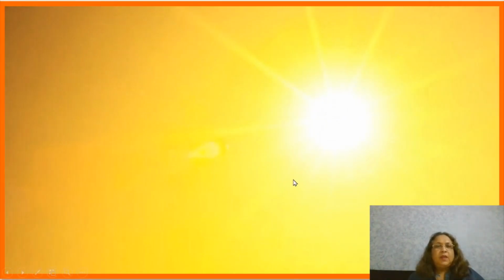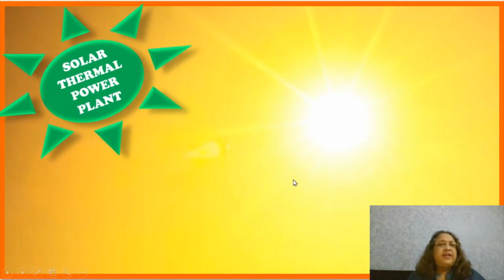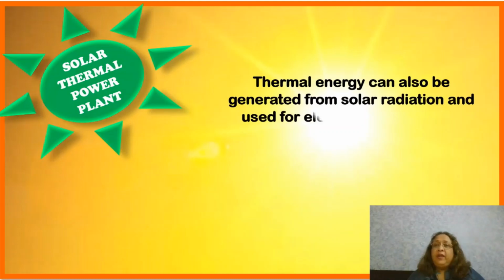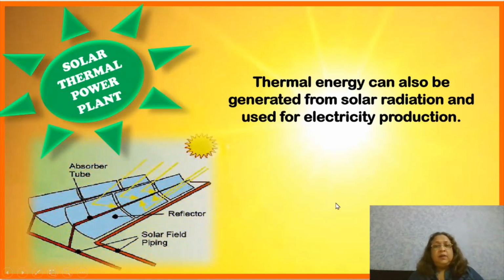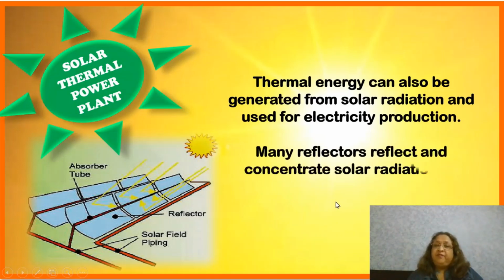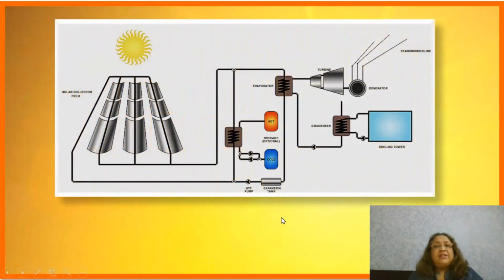Now, the next method of generating electricity is the solar thermal power plant. Thermal energy or heat energy can also be generated from the radiation or sun's rays and can be used for electricity production. We have here the reflectors which reflect and concentrate the rays of the sun or solar radiation, and these absorber tubes which take in the radiation from the sun. Then we have the schematic of the solar thermal power plant.